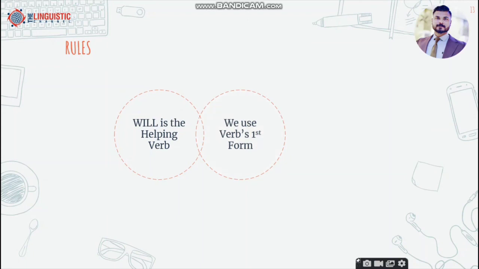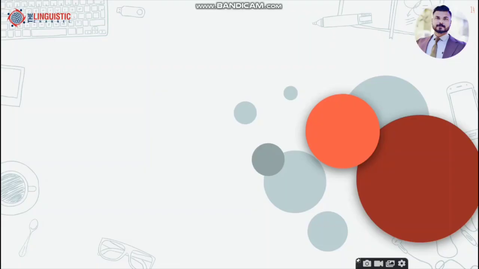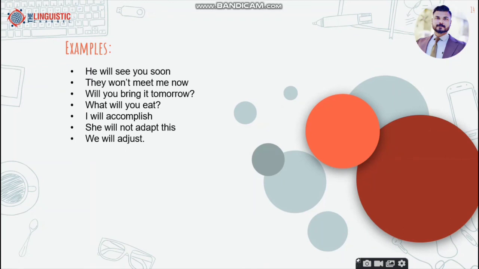Verbs first form. It will always have verbs first form. And that is it. बस इतना ही. Will helping verb है. Verb की first form आएगी और sentence पूरा. Let's get some examples. Like you see, he will see you soon. वो तुमसे जल्द ही मिलेगा.